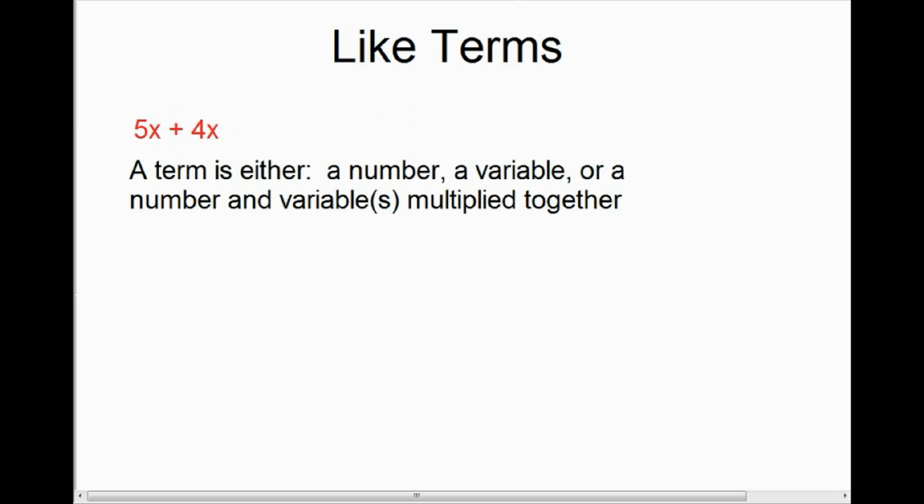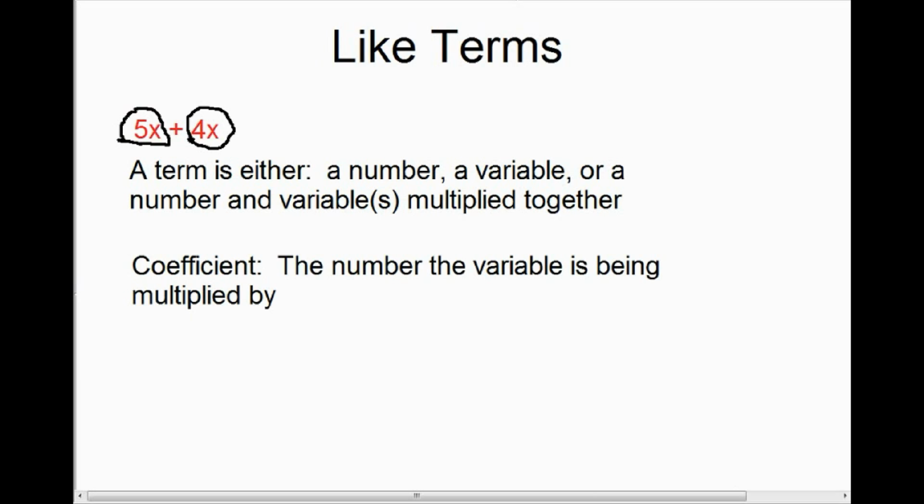So going back to the original math sentence that we had there, 5x plus 4x, I mentioned the word term. So we have to come up with a little definition for a term in math. And a term is either a number, a variable, or a number and a variable, or variables multiplied together. So in this math sentence here, we actually have two terms. Here we have a number and a variable multiplied together, and another number and variable multiplied together. And it just so happens that we have the same variable there.